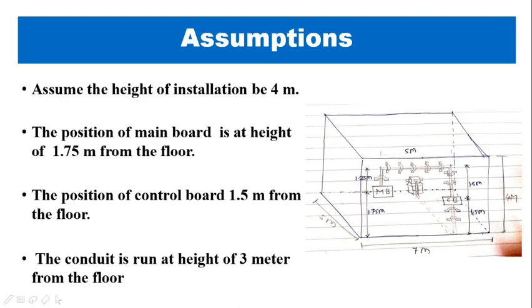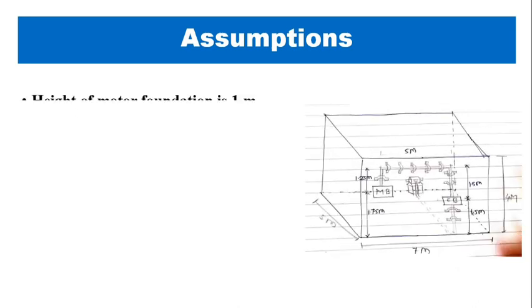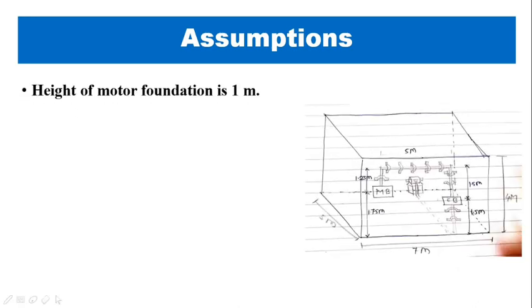The next one is the height of motor foundation, which is 1 meter. Motor foundation means every motor you have to place on one foundation. So you can see that this is the foundation. We have assumed that the foundation height is 1 meter. We have assumed the foundation height because that height you have to consider in the calculation of the conduit wiring.